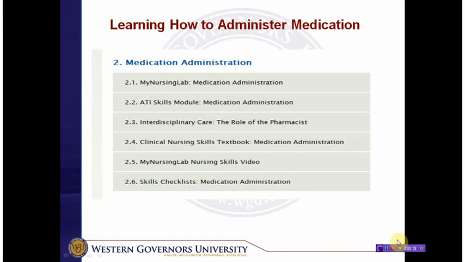You've got a My Nursing Lab module, an ATI module, an interdisciplinary care activity where you talk about the role of a pharmacist. You're going to read about medication administration in your clinical nursing skills textbook. You're going to watch your skills videos in My Nursing Lab, and then also we have a list of all the skills checklists in regards to medication administration. Medication administration is the second topic that you cover in your first learning lab.